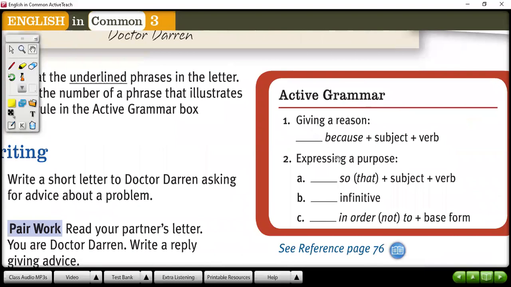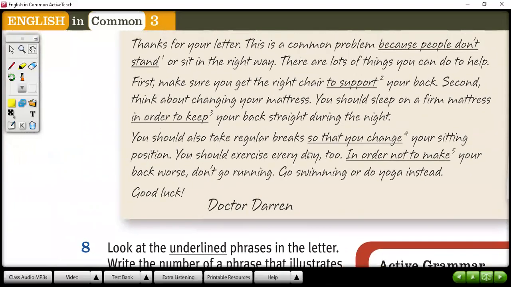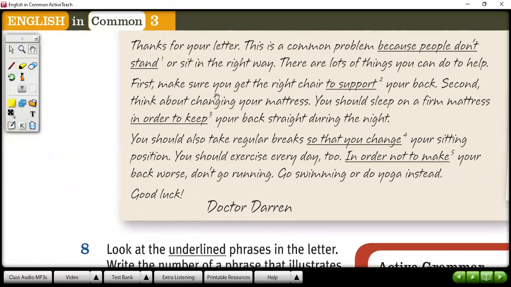And also we have infinitive, expressing purpose. Here: first, make sure you get the right chair to support. Do you know what an infinitive is? Infinitive is "to" plus a verb in the base form, to support. Expressing purpose: make sure you get the right chair to support your back.